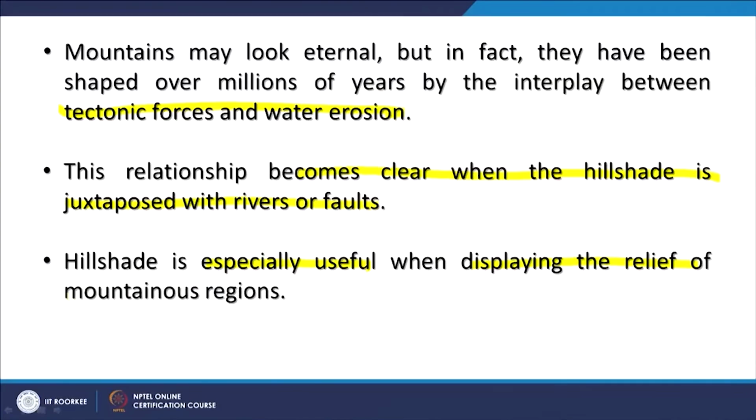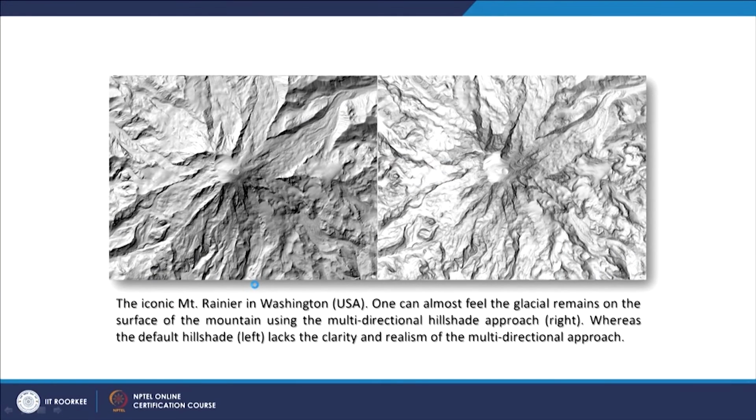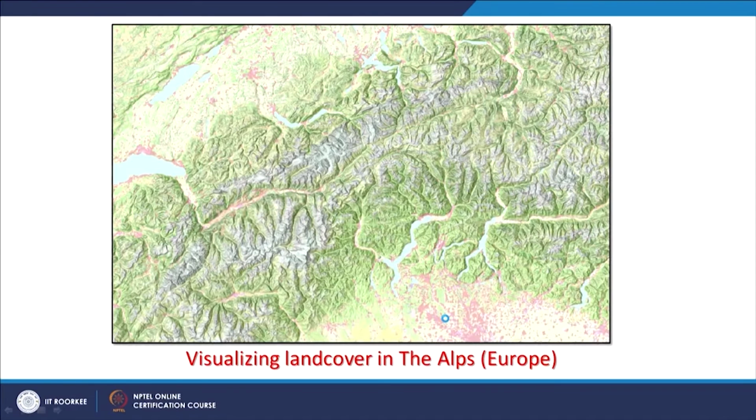Hillshade is also useful when displaying the relief of mountainous regions, and for plain areas also. For example, here is a hillshade with a single direction illumination source, and a hillshade with multi-directional illumination, and this is Mount Rainier, a very famous landform of Washington state, and there you can see the advantages of multi-directional. You know, all minute details are there.